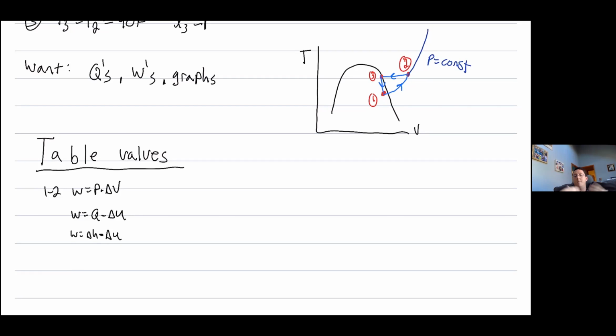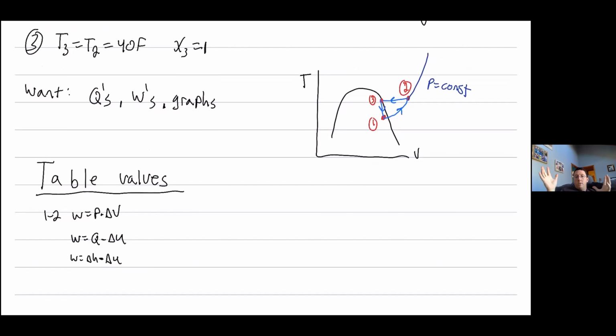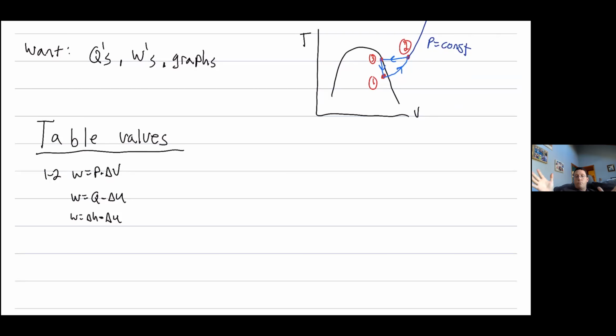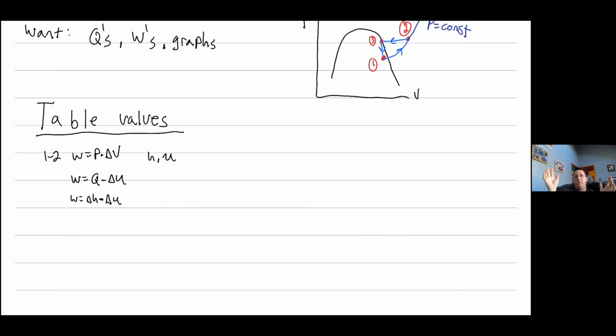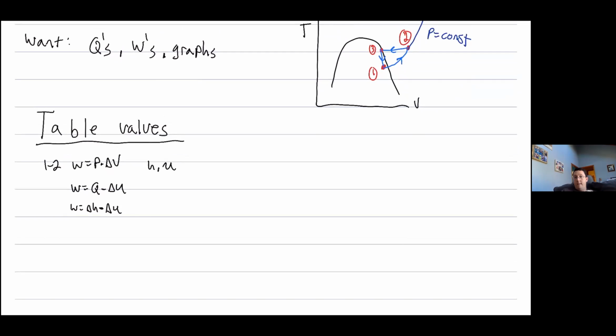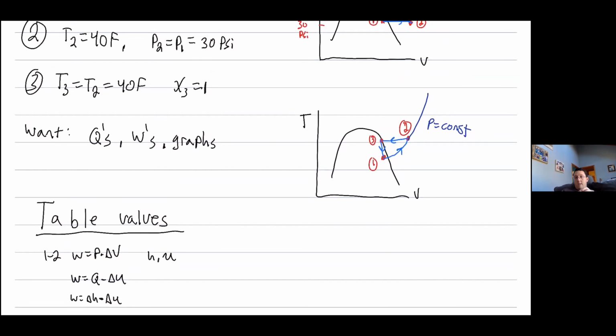I would probably recommend pulling out enthalpy and internal energy numbers. That would make sense. So you get those numbers. That would mean you need H1, U1, H2, U2, right?